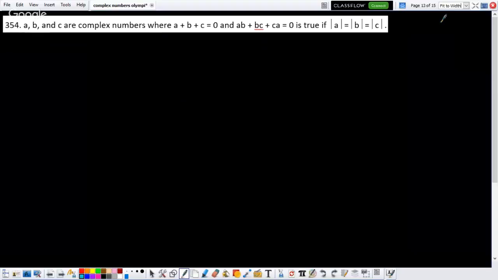A, B, C are complex numbers, where A plus B plus C is equal to 0 and AB plus BC plus CA is equal to 0. This is true only if the modulus of A, the modulus of B, and the modulus of C are equal to each other, like we made before. In this question, if A plus B plus C is equal to 0, then A plus B is going to be equal to minus C.